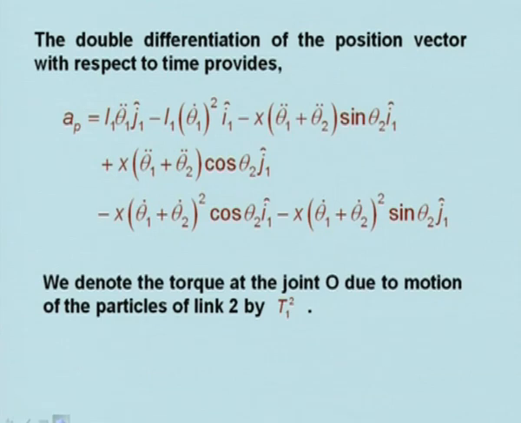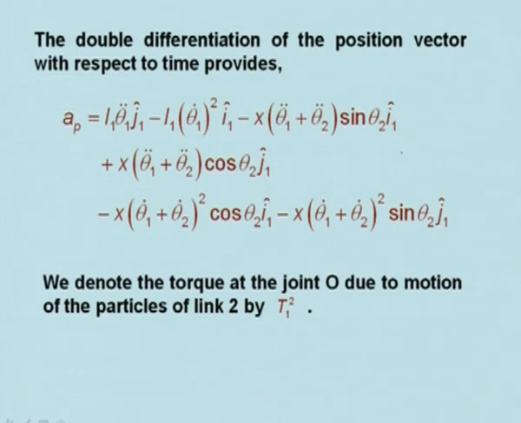The acceleration of P is equal to L1 theta 1 double dot J1 minus L1 theta 1 dot square I1, minus x (theta 1 double dot plus theta 2 double dot) sin theta 2 I1, plus x (theta 1 double dot plus theta 2 double dot) cos theta 2 J1, minus x (theta 1 dot plus theta 2 dot) whole square cos theta 2 I1, minus x (theta 1 dot plus theta 2 dot) whole square sin theta 2 J1. Now this is the expression we have got.